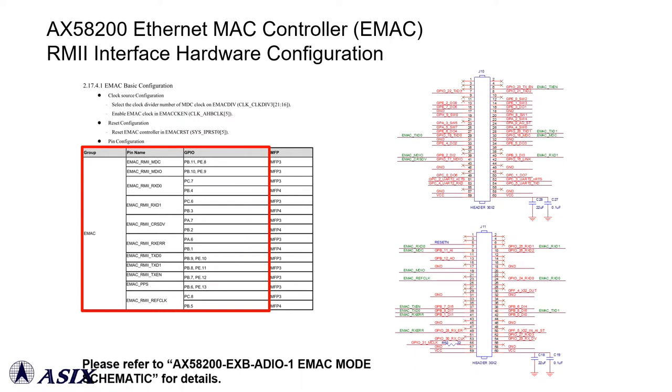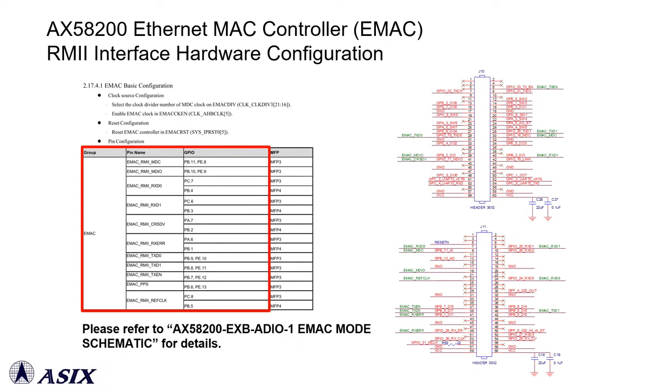AX58200 Ethernet MAC controller supports RMII interface to connect external fast Ethernet PHY for Modbus TCP LAN port. Please refer to AX58200 EXBADIO1 MAC mode schematic for details.